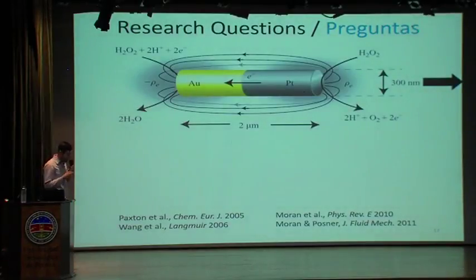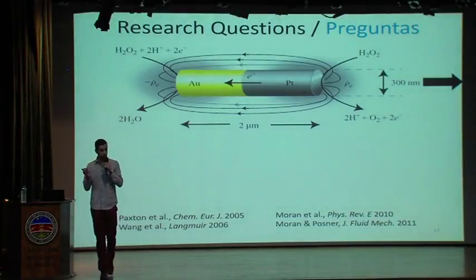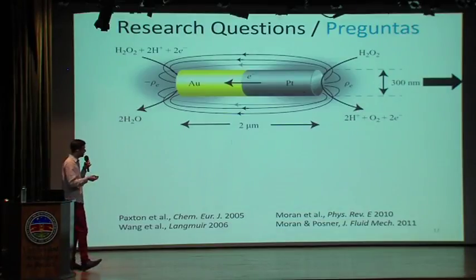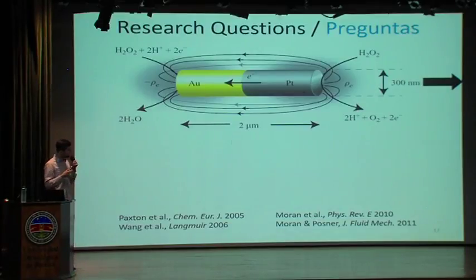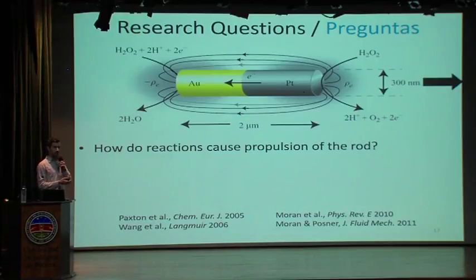Okay, so what I'm interested in, see, we won't really know exactly what we can use these rods for until we know exactly how they work. Okay? So the questions of interest, but first, well, how does this even happen? How do the reactions cause the propulsion of the rods?